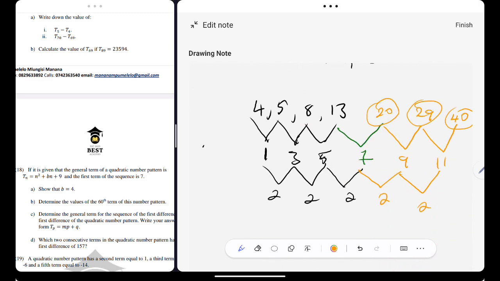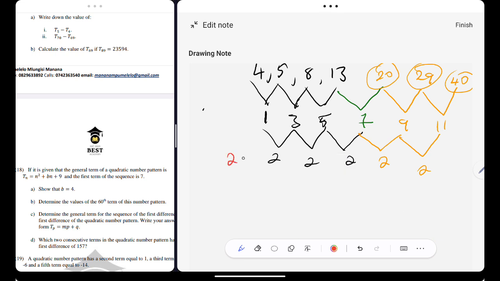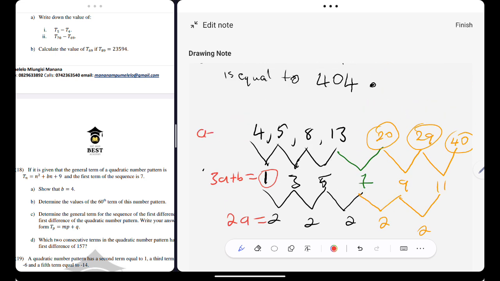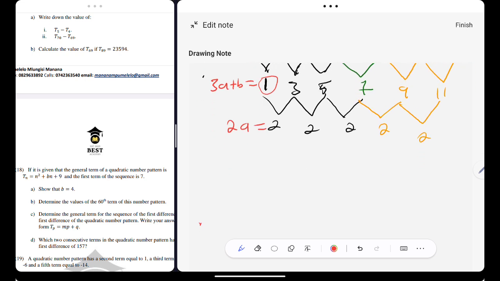Now let's determine the nth term. We know that 2a is equal to the second difference. 3a plus b is equal to the first term of the first difference, and a plus b plus c is equal to the first term of the quadratic sequence. Firstly, we need to find a. So how can we do that? 2a is equal to 2. I can divide both sides by 2. That means a is equal to 1.